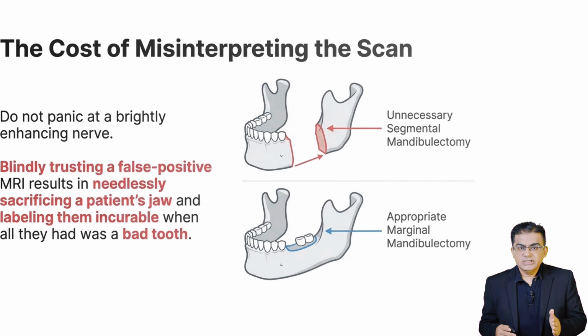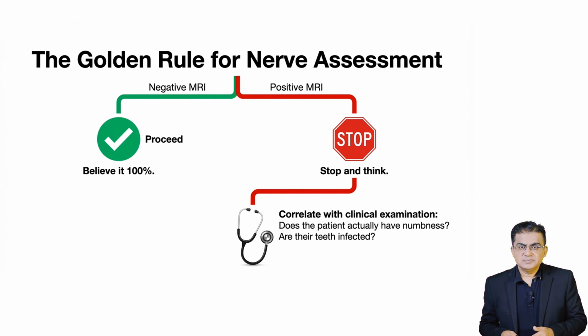So write this golden rule down for your clinical practice. A negative MRI definitely rules out nerve spread. If MRI says nerve is not involved, believe it 100% of the time. You can trust it. You take your treatment decision considering no PNI without any fear.